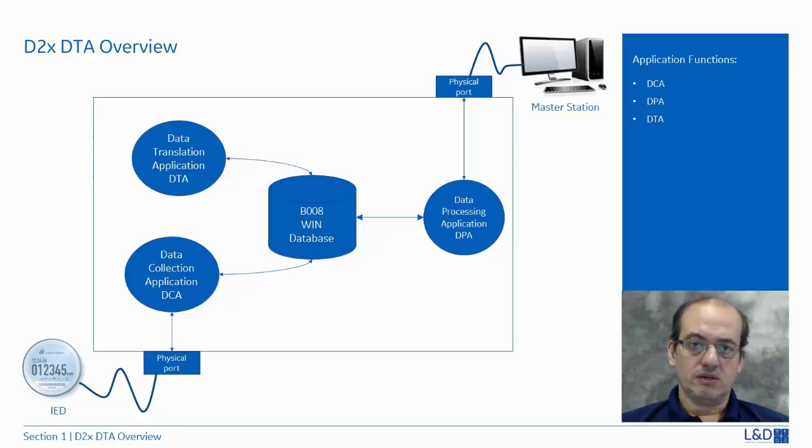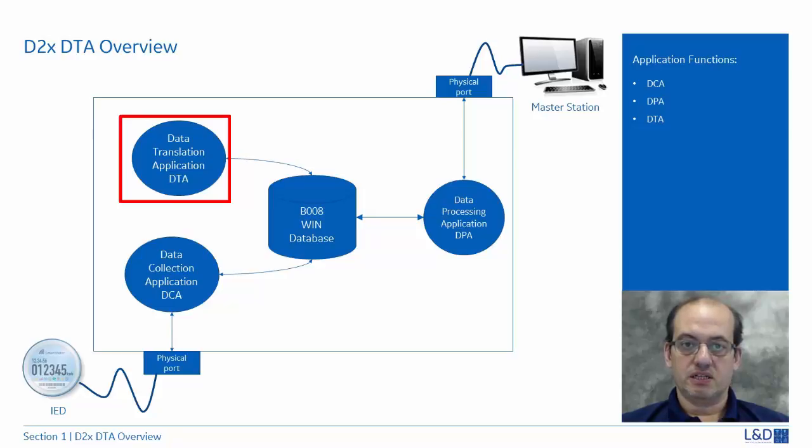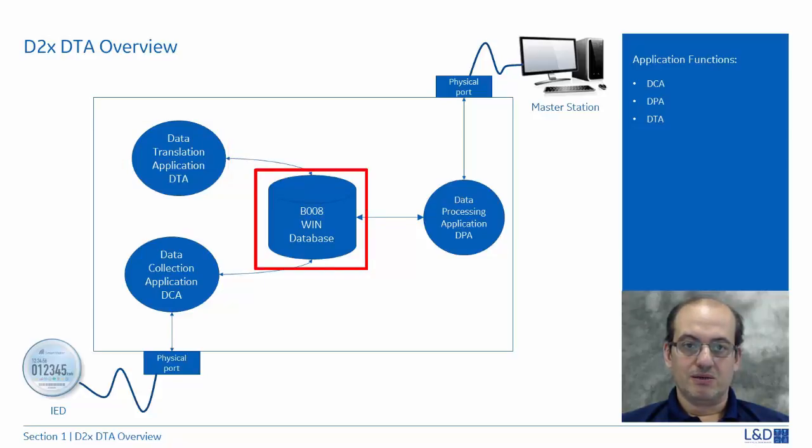One thing to note here is that if the information that's received from the field inside the WIN is not the information that the master wants to view, or the master requires that information to be manipulated or changed, then that is where the DTA comes into play. The DTA picks up the physical information, changes it, manipulates that information, and then puts it back into the WIN database, right? The DTA has other strengths where it can monitor the communication.